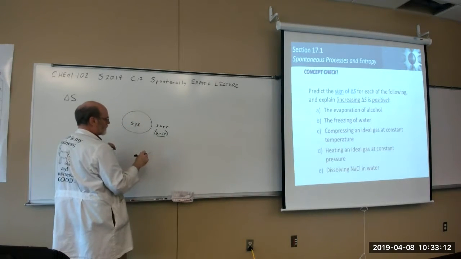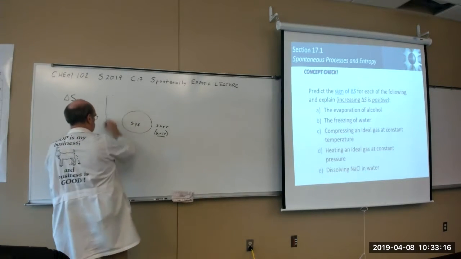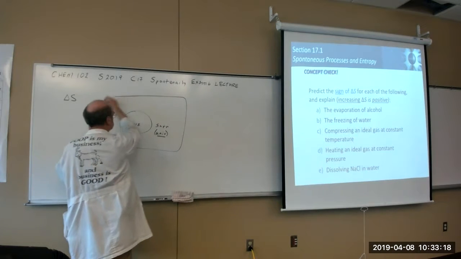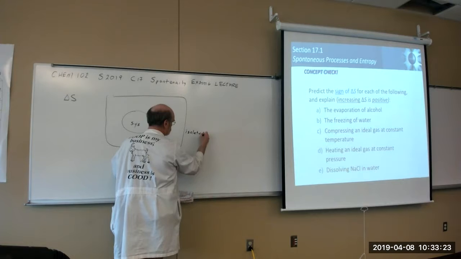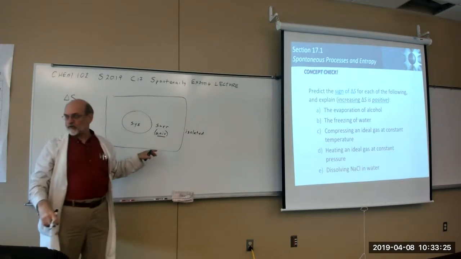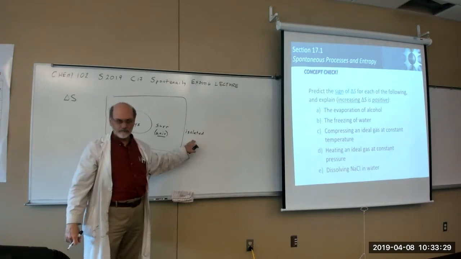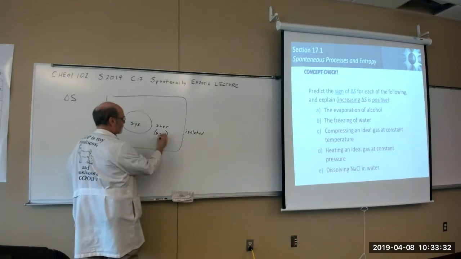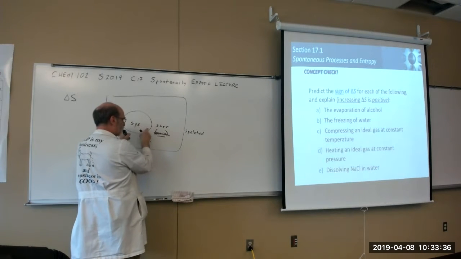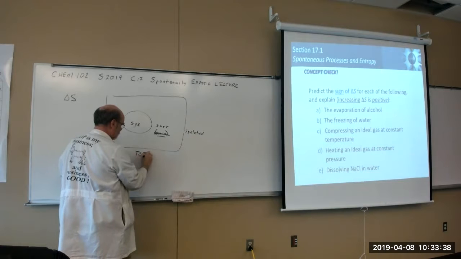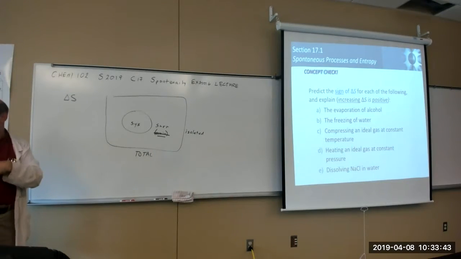But if I want to isolate my system and surroundings, I'm going to have an isolated system. Remember what that is? Energy can't cross the barrier, matter can't cross the barrier. That's an isolated system. Then I say surroundings is this part, system is this part, and the total is my universe.